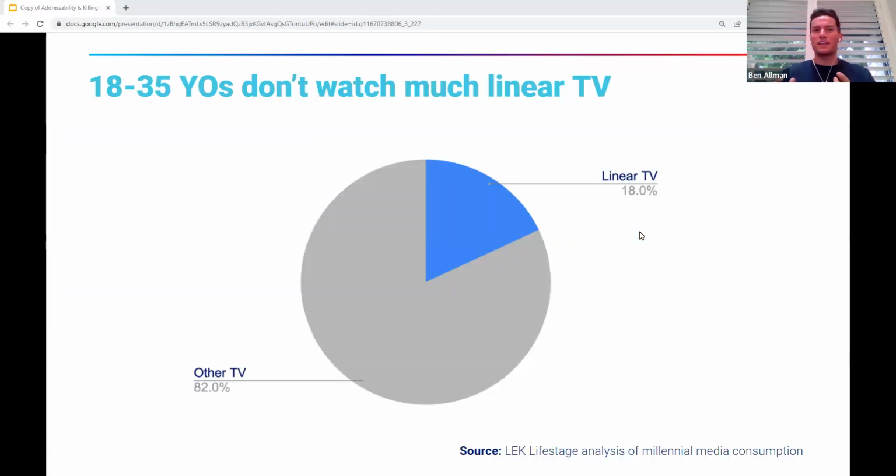Now, one of the interesting things to note about these 18 to 35-year-olds is that they don't watch much linear television. In fact, less than 20% of the TV that they watch, as you can see here, is consumed in a linear fashion, meaning that the rest is most likely delivered via the internet, which includes non-ad supported streaming like Netflix. And as a result, the vast majority of TV ads served to this demographic are both addressable and in many cases skippable as well.